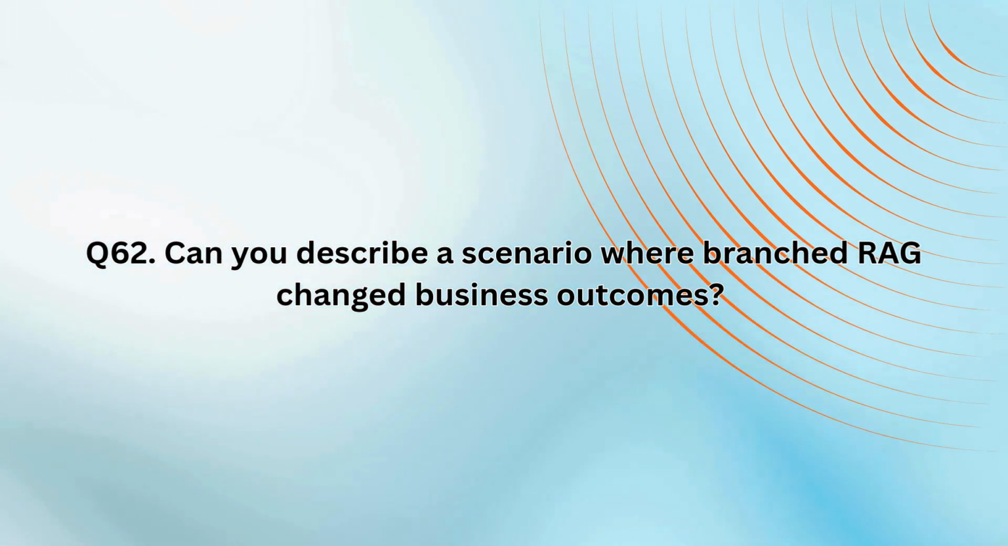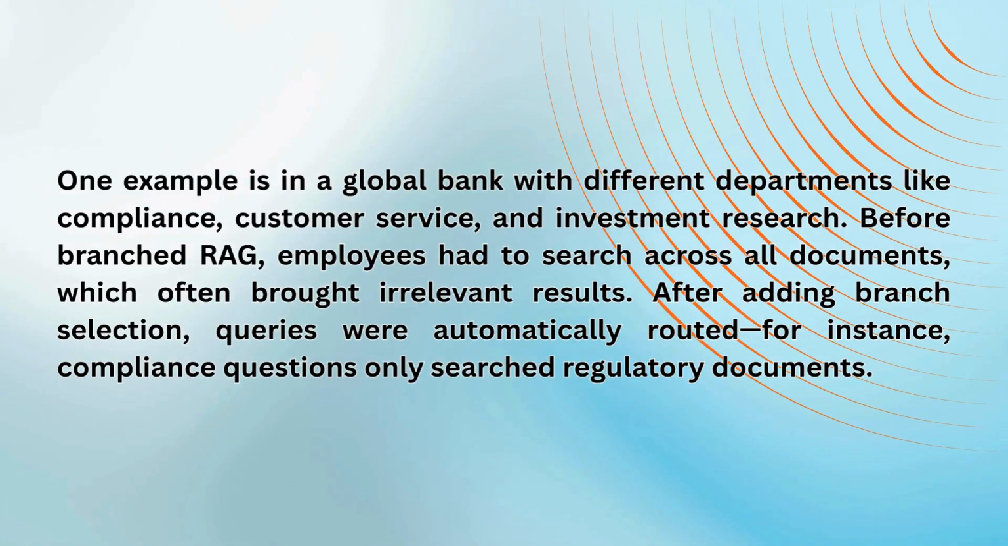Can you describe a scenario where branch drag changed business outcomes? One example is in a global bank with different departments like compliance, customer service, and investment research. Before branch drag, employees had to search across all documents, which often brought irrelevant results. After adding branch selection, queries were automatically routed.